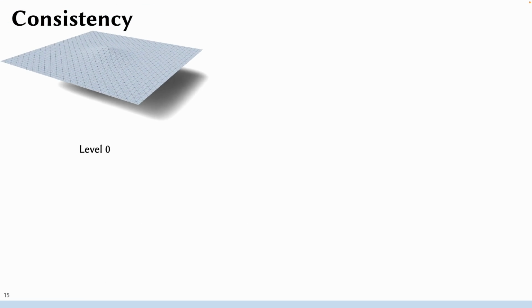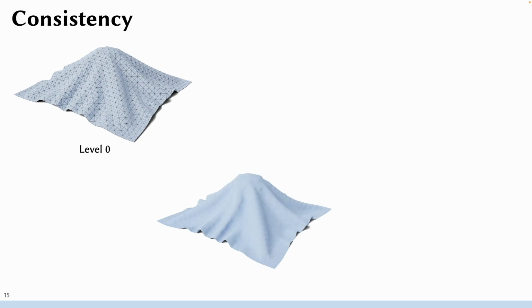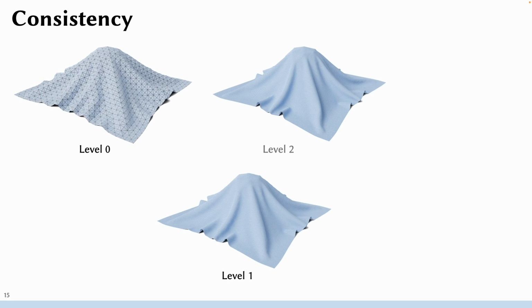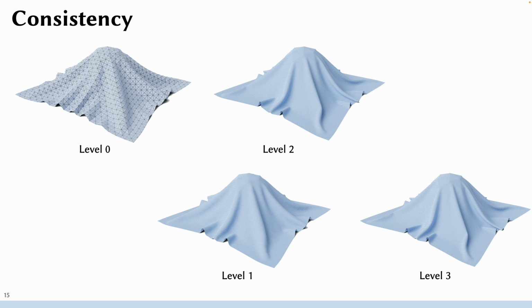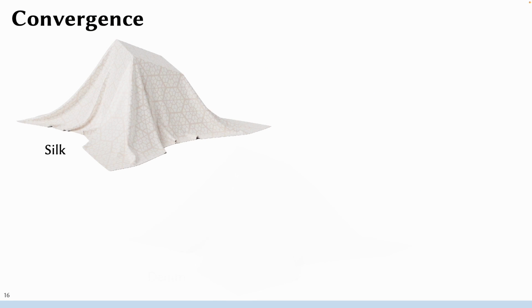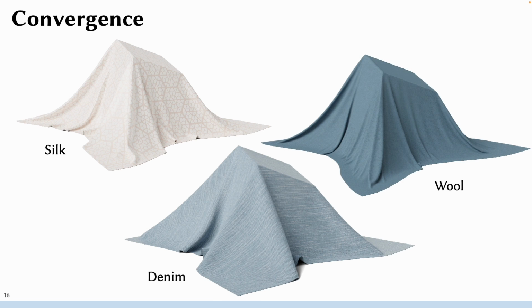So consistency gives us corresponding previews across levels as we refine, while convergence gives us controllability and expressive range, say changes in known real-world parameters. And for example, for the materials we used here, it gives us corresponding expected changes in the simulated shapes.